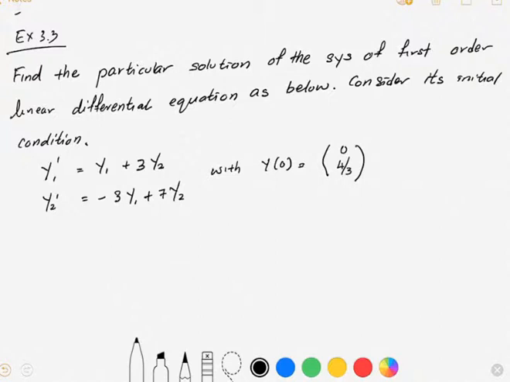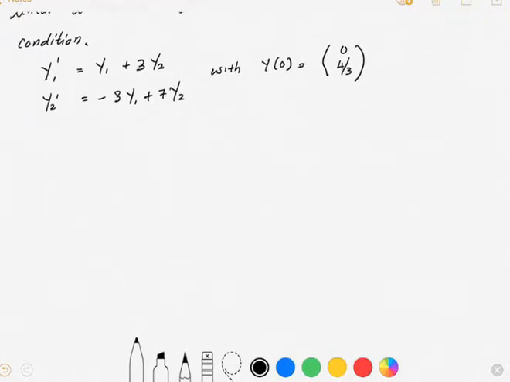First, find the particular solution of the system of first order linear differential equations below. Consider its initial condition with y(0) equal to (0, 4/3). The equations are y1 prime equals y1 plus 3y2, and y2 prime equals negative 3y1 plus 7y2. Okay, how to solve this question?